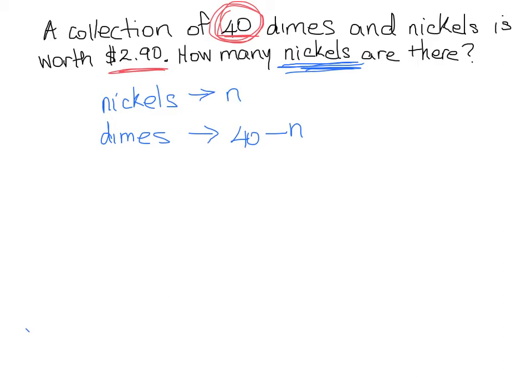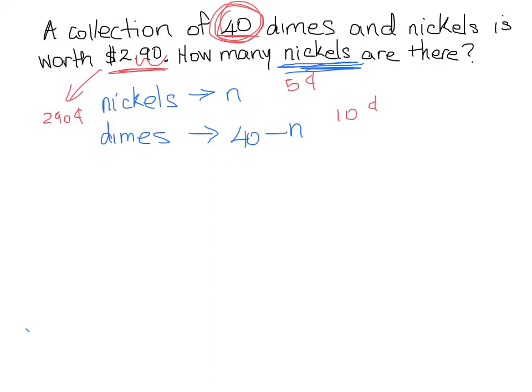Now that we have that down, everything else is actually a tiny bit easier. All right, so just so you know, $2.90 would be much easier stated as just 290 cents. I just converted that to cents, moving that over a couple times there. And the reason I did that is because nickels and dimes are both measured in cents. As you know, a nickel is 5 cents and a dime is 10 cents. All right, so that's how much a nickel is worth. That's how much a dime is worth.